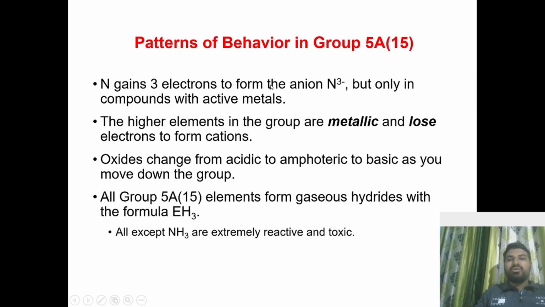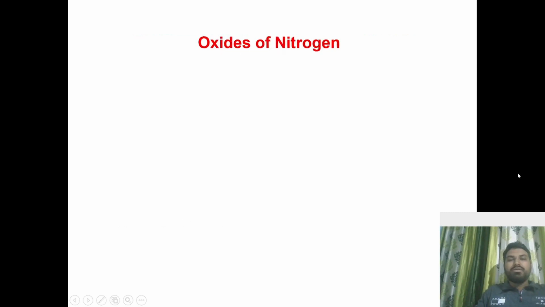Nitrogen gains 3 electrons to form the anion N3-, but only in compounds with active metals. The higher elements in the group are metallic and lose electrons to form cations. Oxides change from acidic to amphoteric to basic as you move down the group. All group 15 elements form gaseous hydrides with the formula EH3. All except NH3 are extremely reactive and toxic.